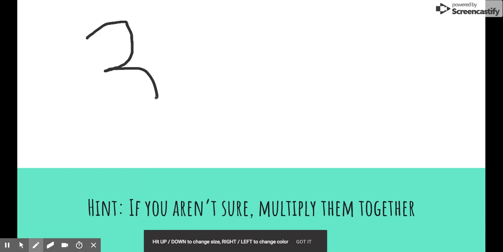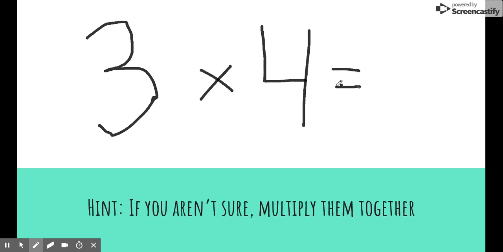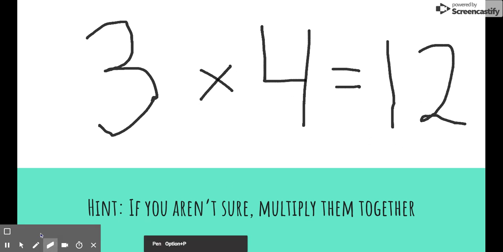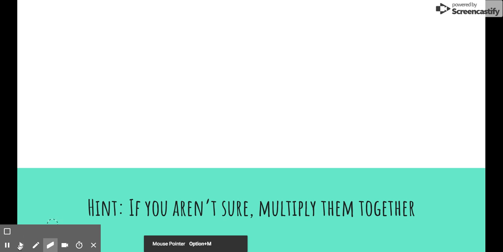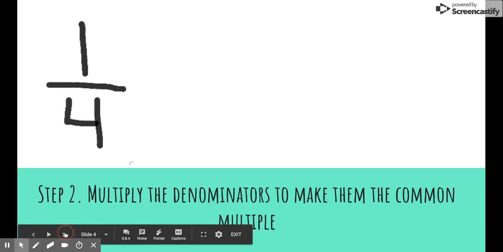So in this case, we are working with 3 and 4. So we can do 3 times 4, which equals 12. So we know 12 is a common multiple of 3 and 4 because 3 goes into 12 4 times and 4 goes into 12 3 times. So that is a trick that will always work if you're having trouble finding the common denominator between two fractions.